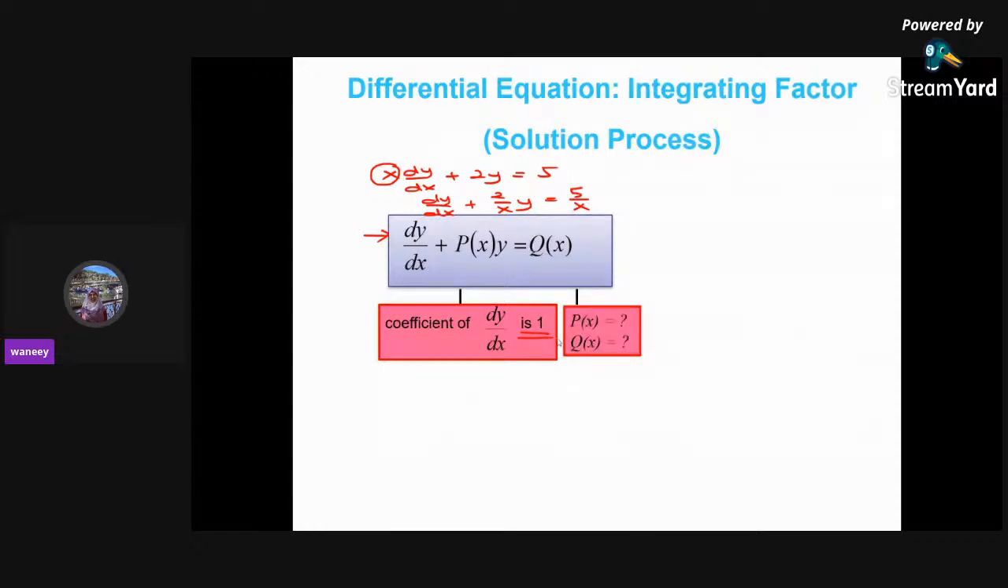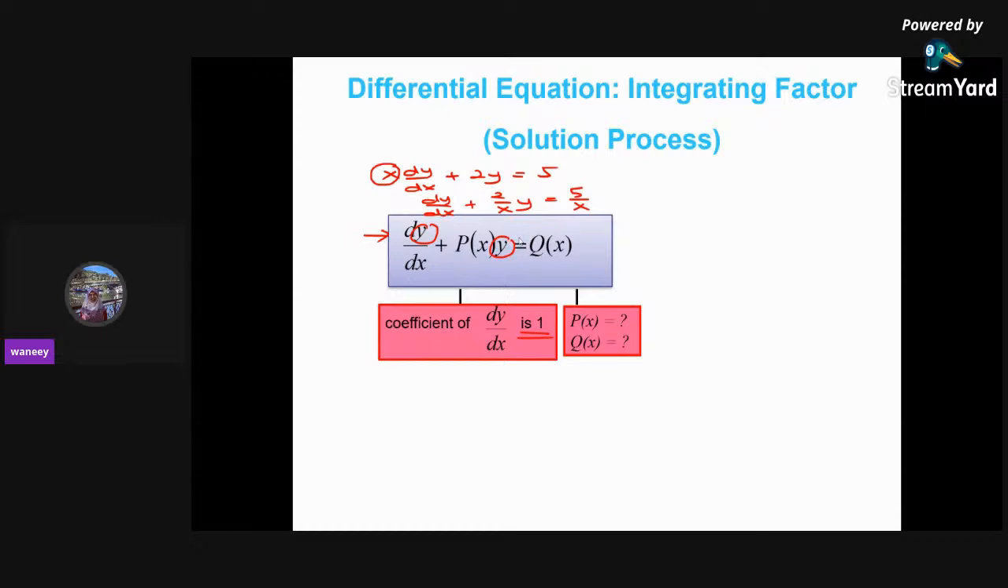Okay, so once you know the coefficient of dy over dx is 1, do take note of what is p(x) and what is q(x). q(x) is everything on the right hand side. p(x) is the term that is multiplied with y.